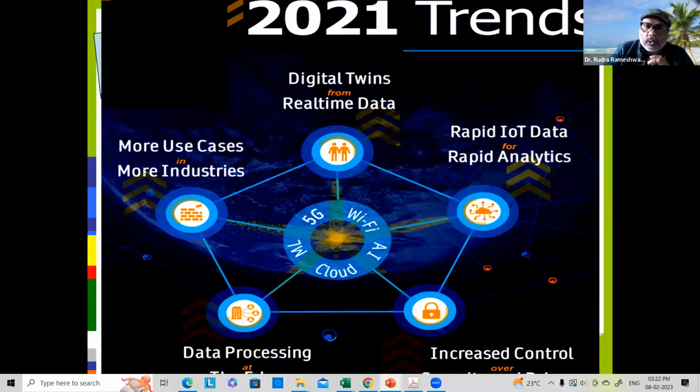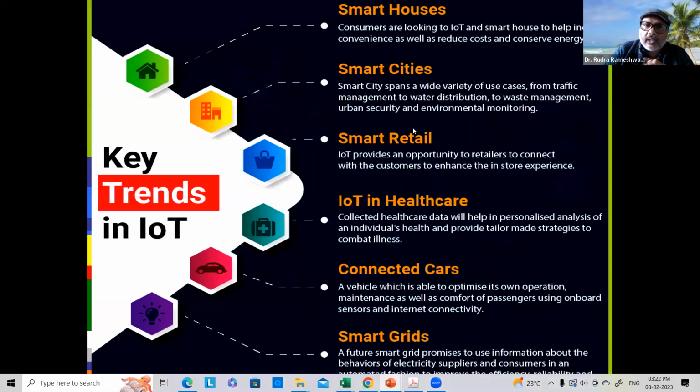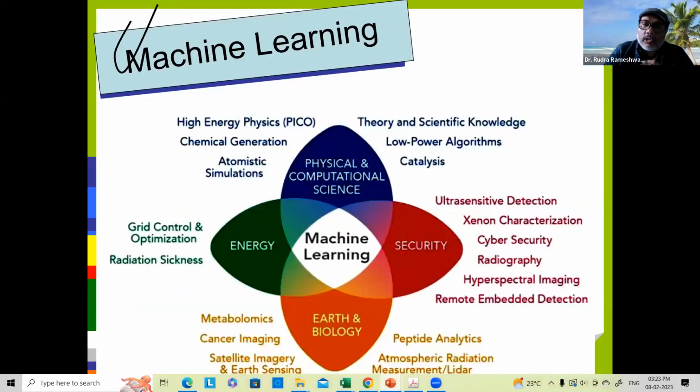These are the key trends also in IoT. Here you can see smart houses, cities, retail, IoT's role in healthcare, connected cars, smart grids, like this. All these things are an important part of our life. Researchers need all of these, right? Machine learning, I was emphasizing on machine learning. You can see these are the hot areas in front of you, where energy is one area, earth and biology is another area, and security is another area. So this is really important.